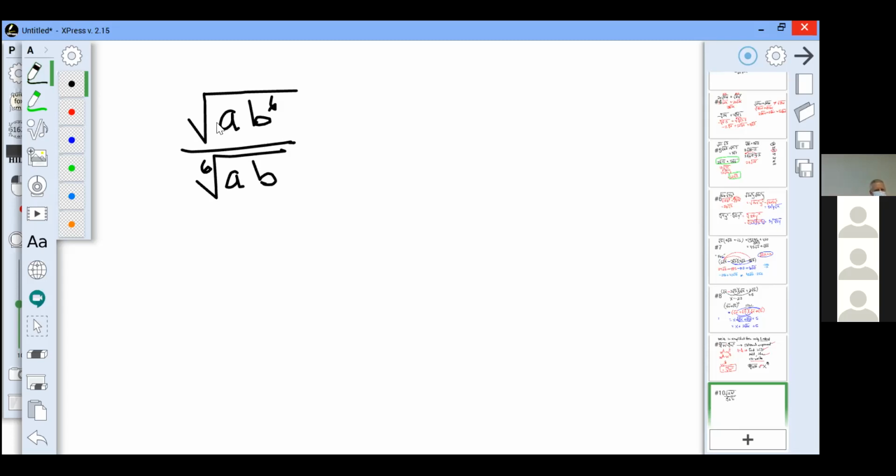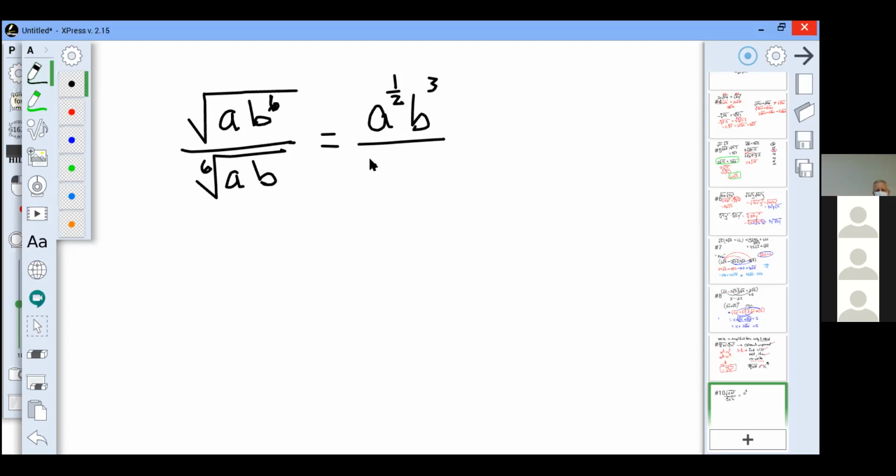I've got ab to the 6th, and I've got the 6th root of ab, and I've got to do the same thing: write in simplified radical form with at most one radical. Well, the first thing I'm going to do is I'm going to do this. That's a to the 1/2. But since this is a square root, what can I do with this b to the 6th? Can I take it out? Can I call that b cubed on the outside? Yeah, you can.